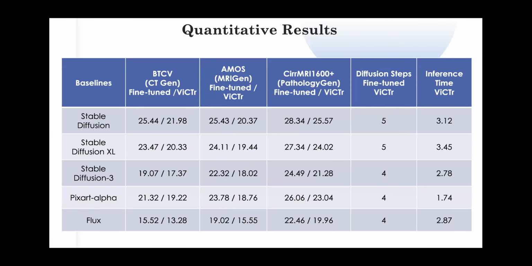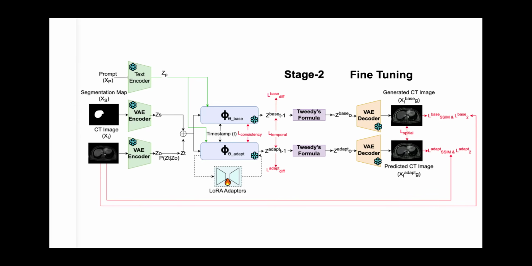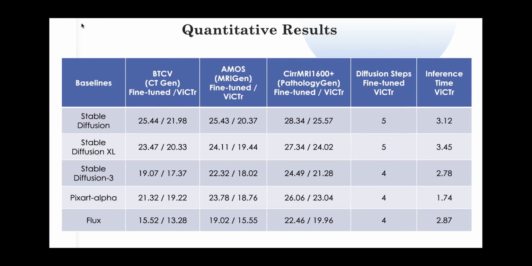So we have seen the qualitative results across the different datasets, that is BTCV, AMOS, and cirrhosis MRI. And these metrics are basically the FID metrics. If we use the normal fine-tune, basically we don't follow the vector-based fine-tuning method, then our FID is pretty high, even for Stable Diffusion XL, Stable Diffusion 3, PixArt or Flux. It's on the higher side.